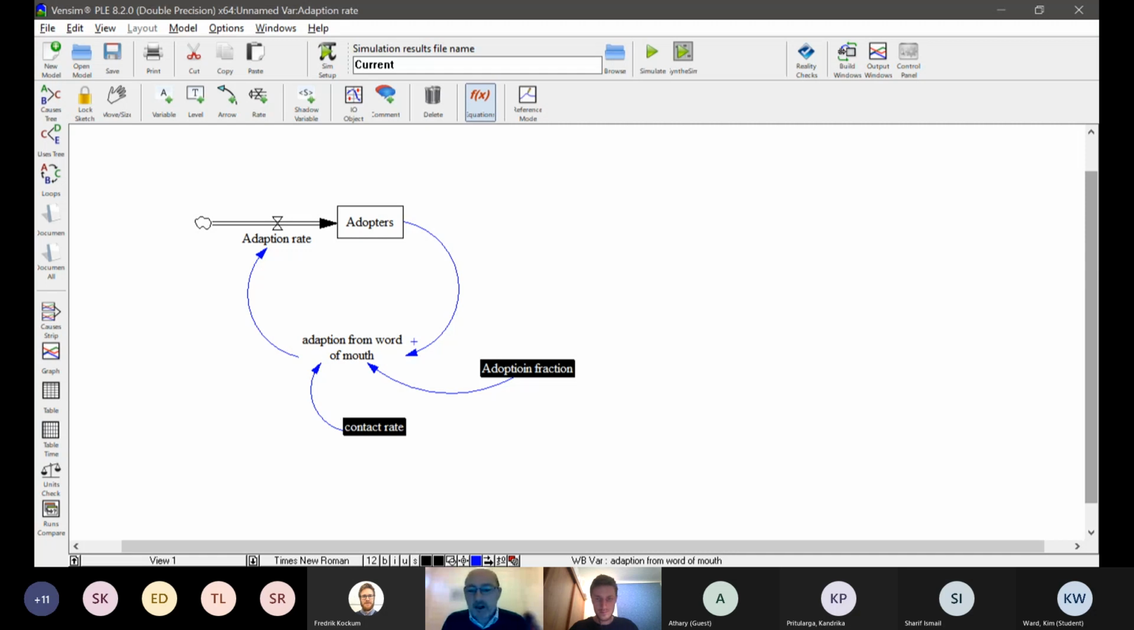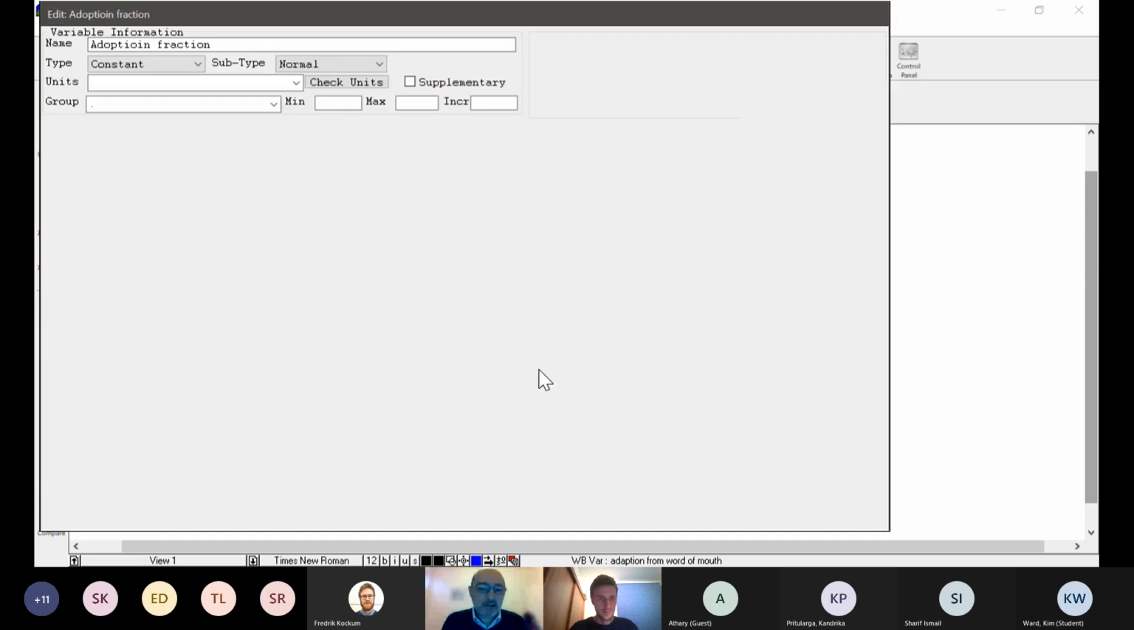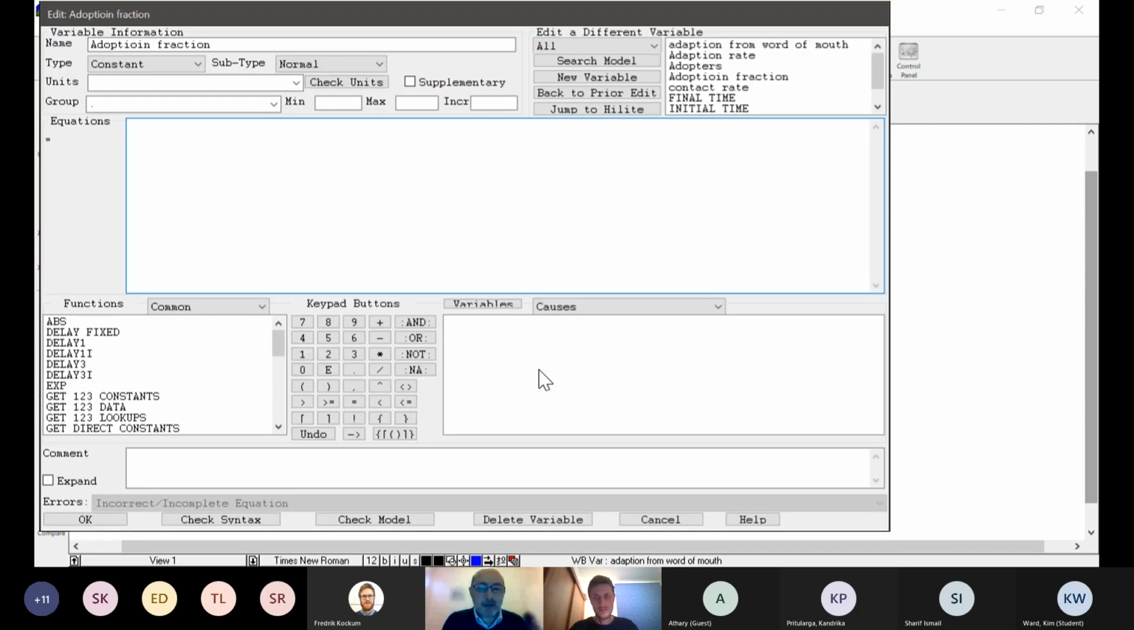Perfect. So for the adoption fraction here, what we don't have is a specific number. Searching for what the number could be is usually quite a daunting task, until you can refine it. I will give you a hint for that value. Let's just start with a value of, just give me 1 second.